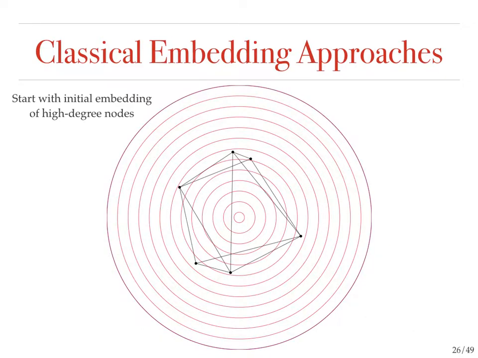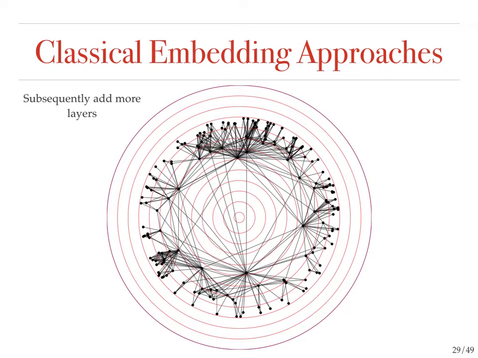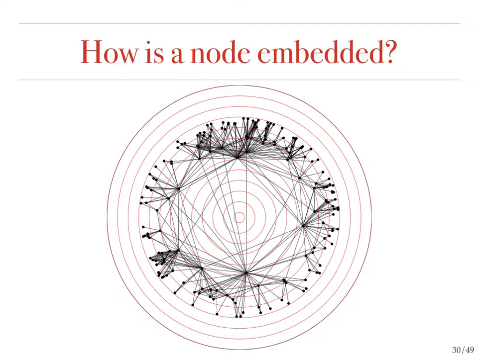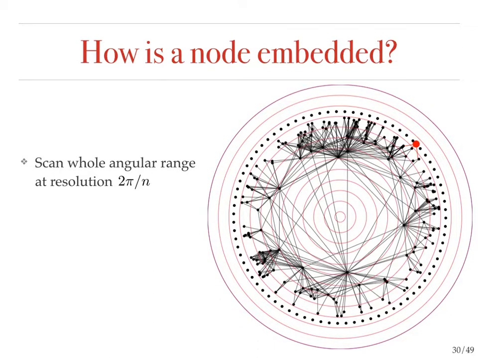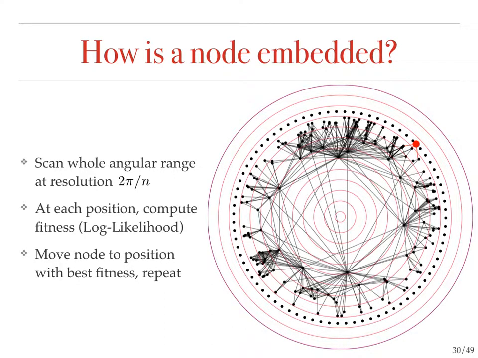So how does this work in classical approaches? Assume we start with an initial embedding of high degree nodes, however you want to obtain it. You can have a look at my thesis for more details. Assume we have this initial embedding. And then we just subsequently add more and more layers of nodes to the embedding. And how you add such a layer is, for every node in the layer, you scan the whole angular range at the resolution 2 pi over n. So essentially you look at n points, and at every point you evaluate the fitness of the node if it were at this position. And in the end, you just move the node you're currently looking at to the position with the best fitness. Very straightforward.